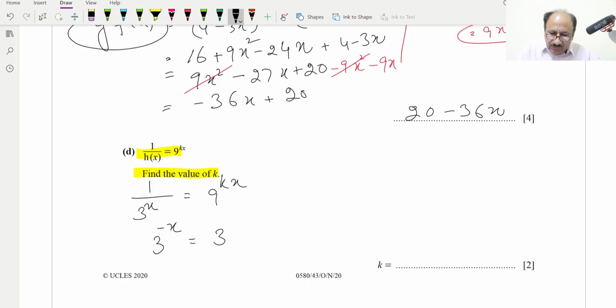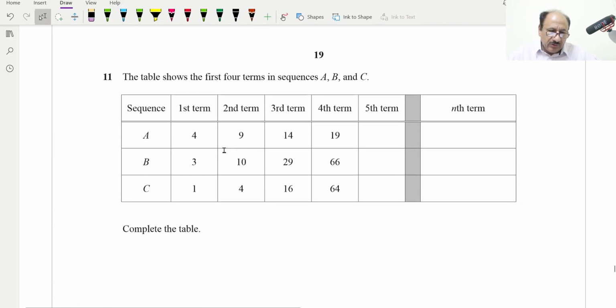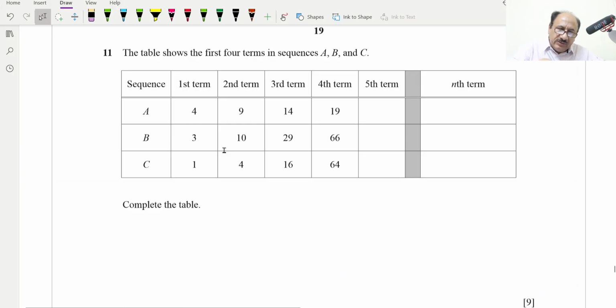We can write 3 raised to power 2kx, and bases are same, so we can equalize the powers. So minus x will be equal to 2kx. X we can cancel, so minus 2k is equal to 1. So k is equal to minus 1 by 2. So minus 1 by 2 will be our final answer. Hopefully you understood this. Now question number 11 is this table which we have to complete, and keep in mind this is a 9-mark question and we have to write down the values of the table.